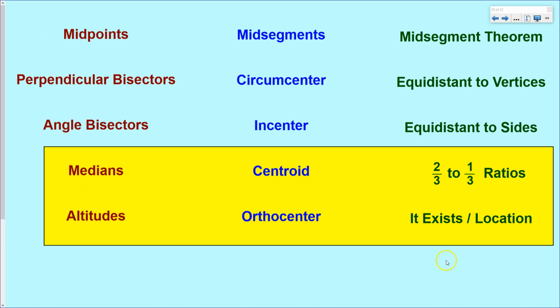And you can see we've kind of got this new table here with the new stuff highlighted in yellow there. We've done medians, which creates a centroid, and you get these rules of 2/3 to 1/3 ratio. We have also done altitudes. That's called an orthocenter, and all you need to know about it is that it exists and the relative location of it in different types of triangles. That's it. That's a great summary of the first 4 sections of Chapter 5 right there.